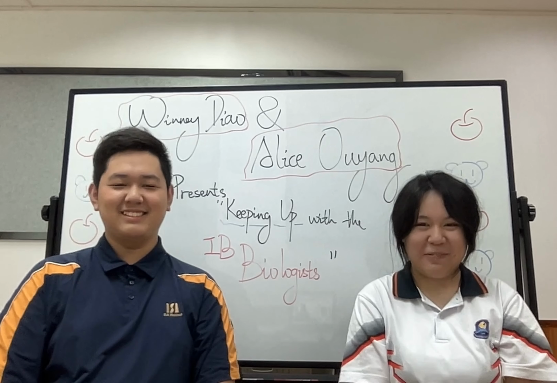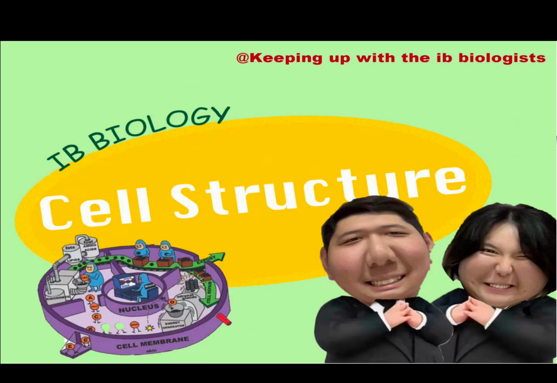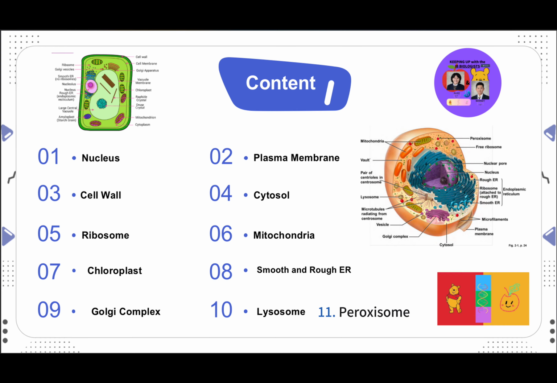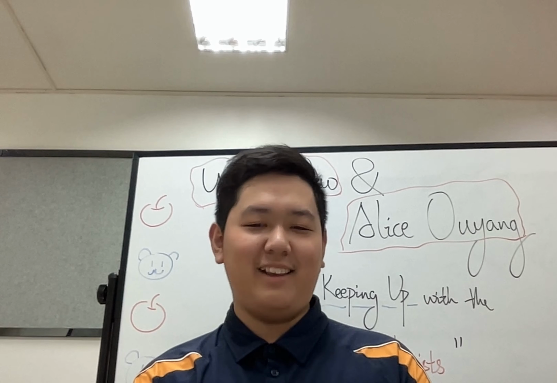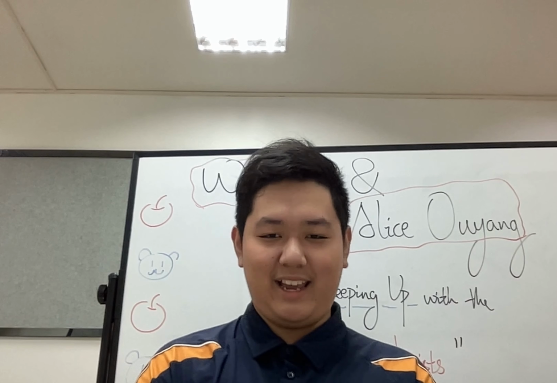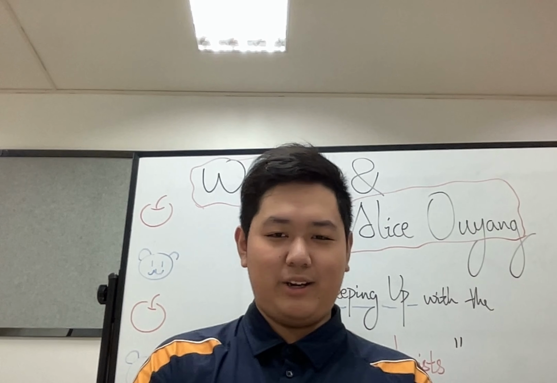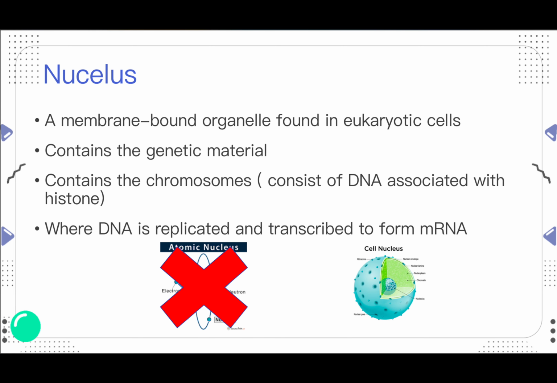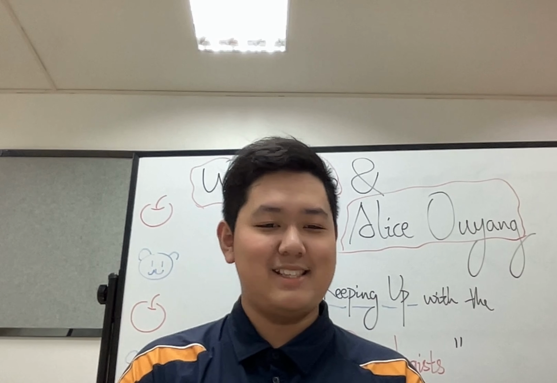Today we're going to learn about cell structure and functions. As we're talking about the structures and functions of cell organelles today, the most important organelle within cells is the nucleus. The nucleus is a membrane-bound organelle found in eukaryotic cells, which contains the genetic material of the cell.